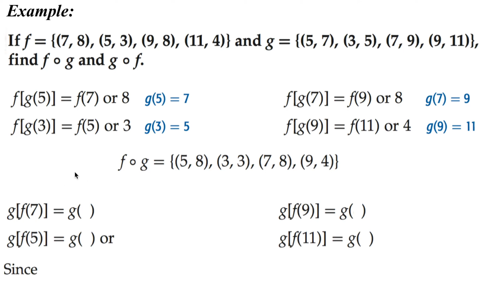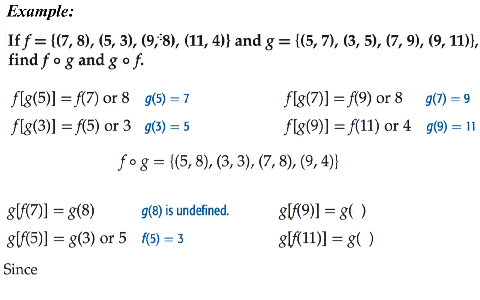Well, let's take a look at g composite f now. If we want to do g composite f, we start with function f. Function f maps 7 to 8, but there is no 8 in the domain here. It doesn't exist in function g, so we say g of 8 is undefined. Well, how about f of 5? That's our second element. It maps 5 to 3, so we need to find g of 3, and g maps 3 to 5. So that one we actually get a valid output.